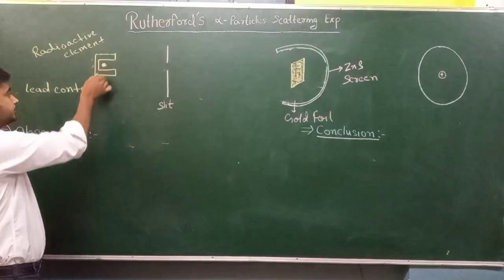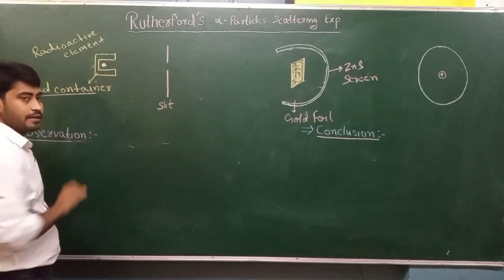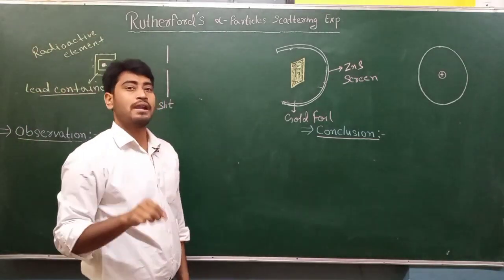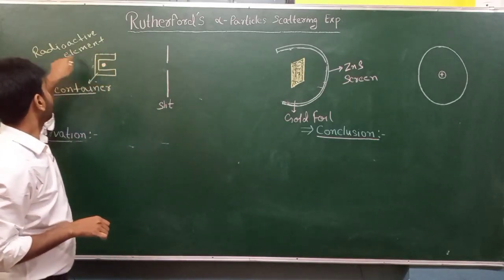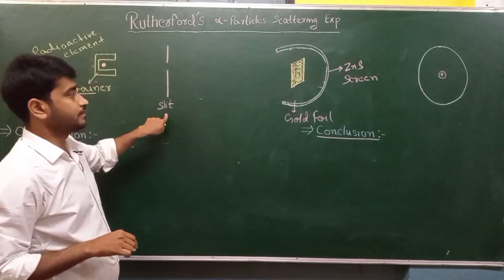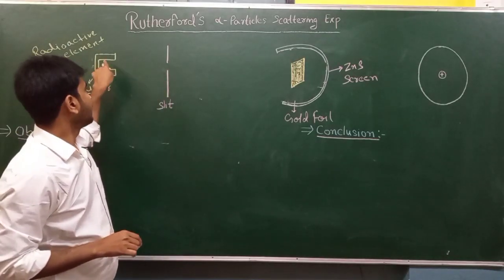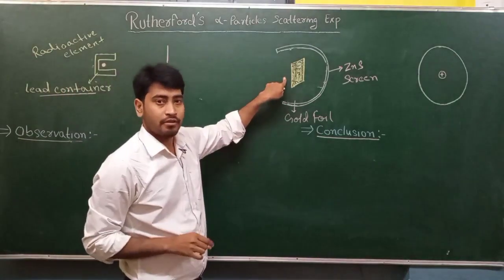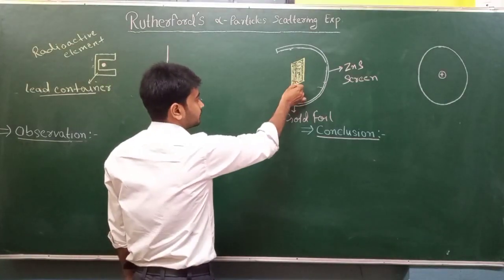This is known as the lead container in this setup. Firstly, the lead container is the source of alpha particle radiation, and radiation means the radioactive element present in this container. Okay, and second is known as the slit. The slit ensures that the alpha rays only come on a straight path or a straight line.